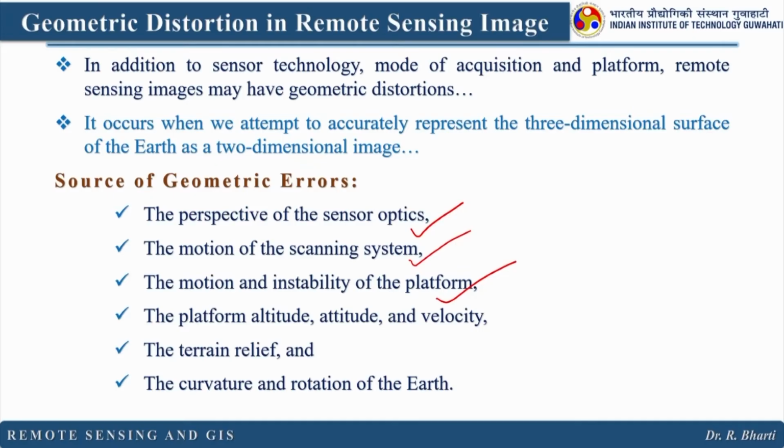So, in case of airborne survey, what happens, we are doing this mapping from our atmosphere. So, the effect of atmosphere will be there. So, flight may change its attitude. So, that may result in changing the pixel orientation and the position. Then next is the platform altitude, attitude and velocity. Then terrain relief. Terrain relief, whether it is a hilly area or flat land, that also creates lots of problem. The curvature and rotation of the earth.